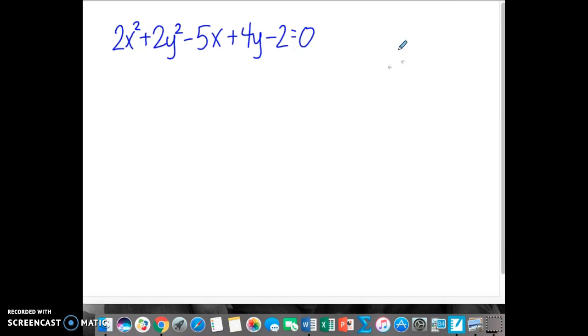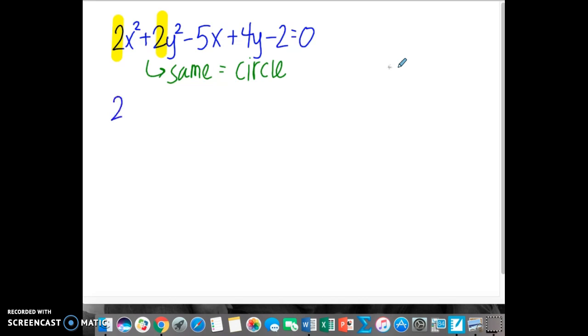So let's write down a couple examples of how to classify conics. If I have, say, 2x squared plus 2y squared minus 5x plus 4y minus 2 equals 0, something we're going to be looking at is the coefficients in front of the x squared term and the y squared term. Since they are both the same, that means that we have a circle.